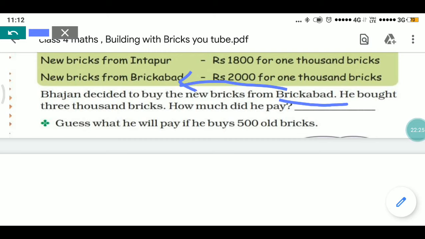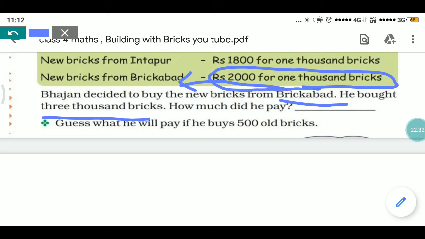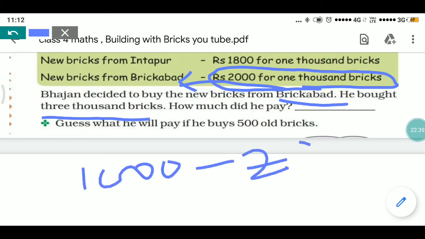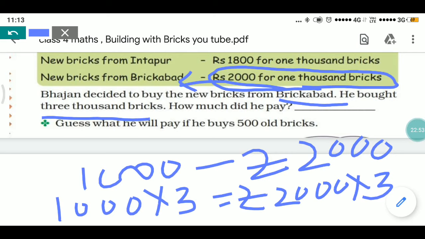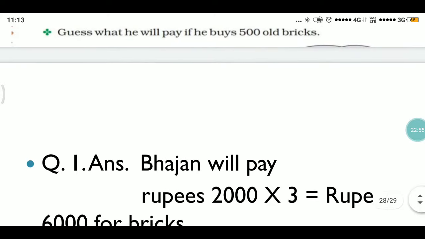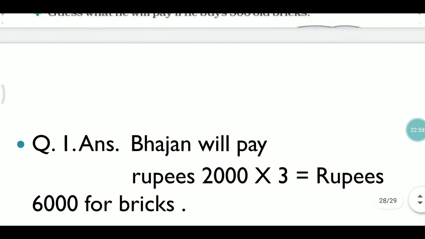He bought 3000 bricks. How much did he pay? Students, he bought 3000 bricks. So students, for 1000 bricks, 2000 rupees. For 3000, the amount will be triple. That is 2000 rupees multiplied by 3. The answer is 6000 rupees for the bricks.